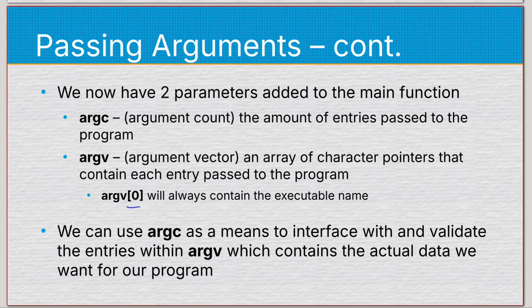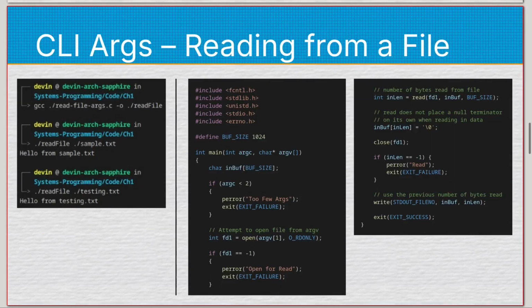We can use argc as a means to validate a specific amount of entries that have been passed. So if you need at least 3 parameters being passed into the actual application, you can say, hey, if my argument count is less than 4, we can't run this application because you're going to try to process an argument that doesn't exist. So you can use this as a means of validating the proper methods of executing the program itself.